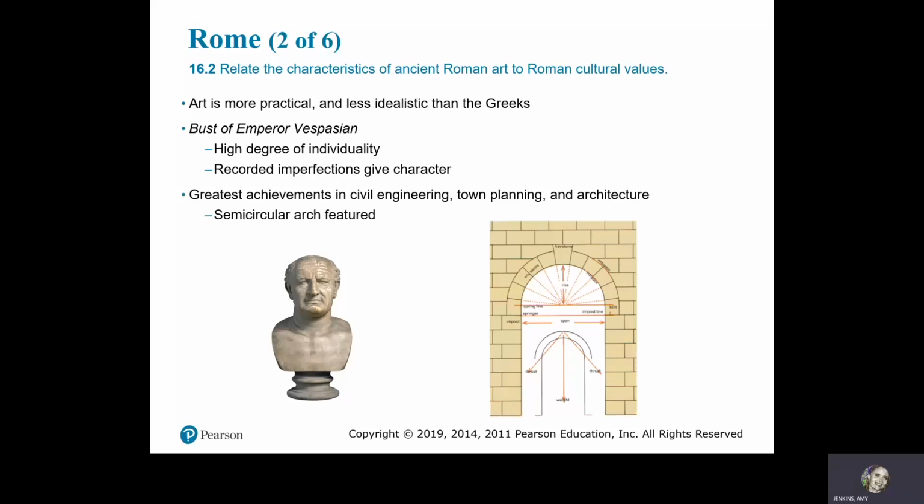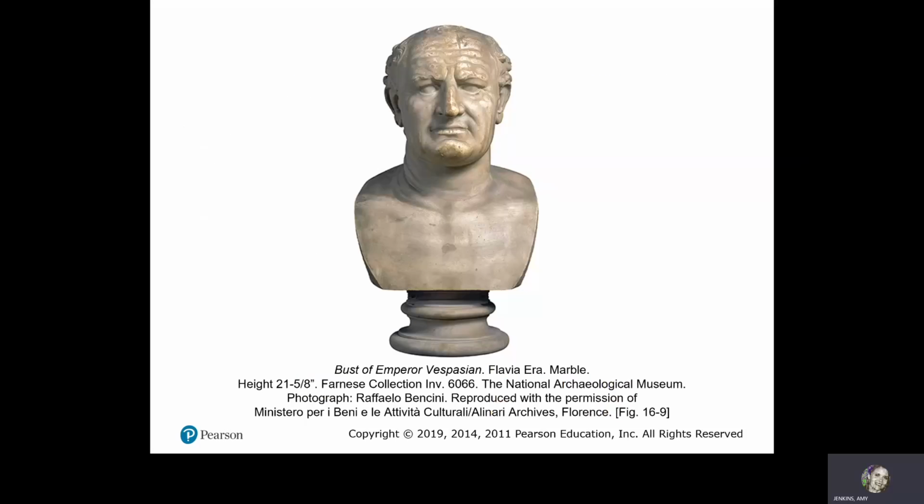We have the bust of Emperor Vespasian on the lower left. It has a high degree of individuality. Its recorded imperfections give the bust character. On the right, we have an example of a semicircular arch. Some of the greatest achievements in civil engineering occur with town planning and architecture. Bust of Emperor Vespasian, the Flavian period, era. It's made of marble, height 21 5/8 inches.